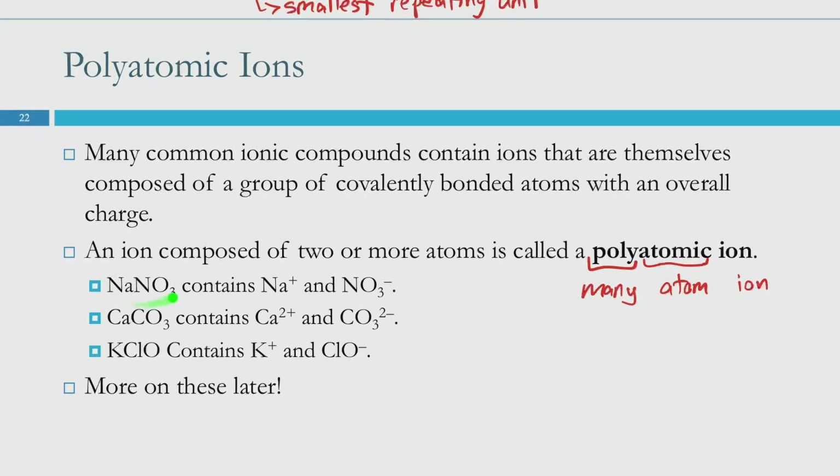So for example, NaNO3 contains the sodium ion, and it contains this NO3 minus group. CaCO3 contains our calcium ion, and it also contains this CO3 2 minus ion. KClO contains K plus, the potassium ion, and ClO minus, which is a polyatomic ion. So our polyatomic ions are here. And we'll talk more about polyatomic ions later.